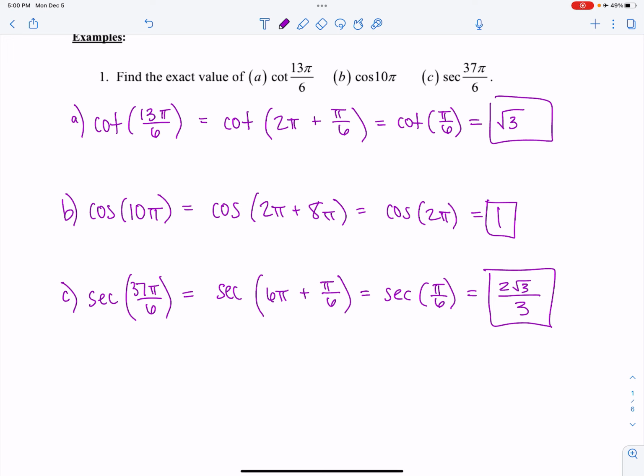If you need to, please review your values at unit circle, at these big places, at 2 pi, at pi over 6, at pi over 3, pi over 4, all our big 3. We need to know our values there. That way we can figure these things out.